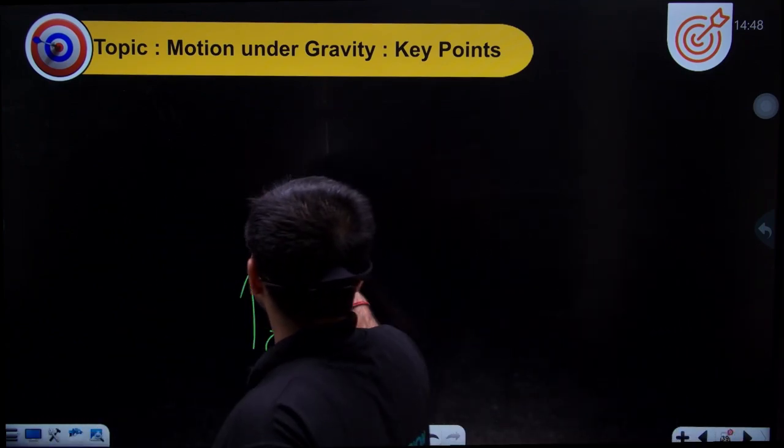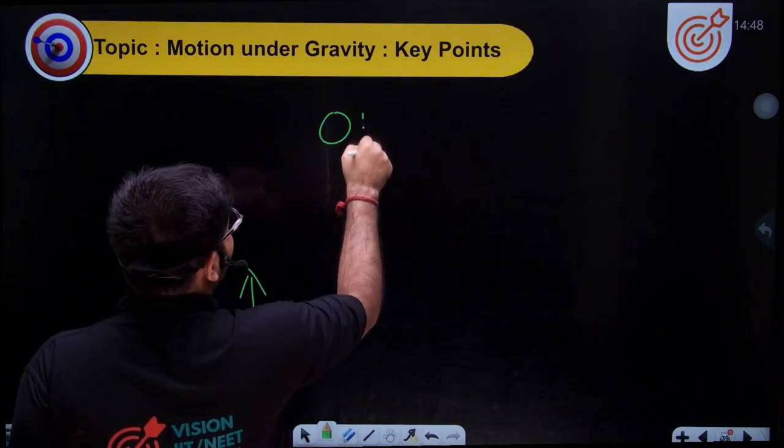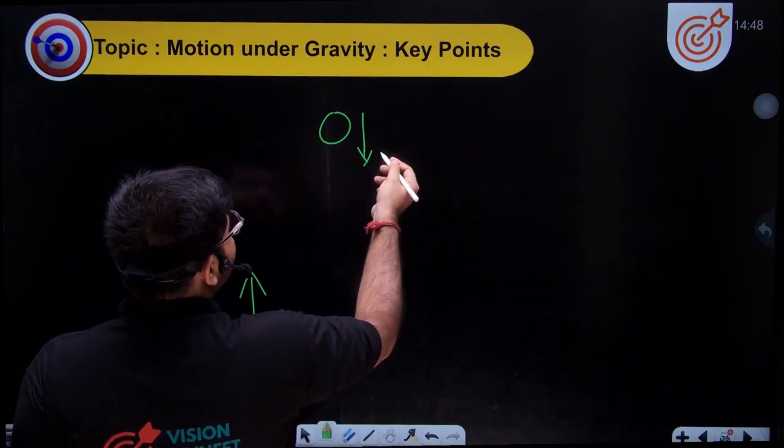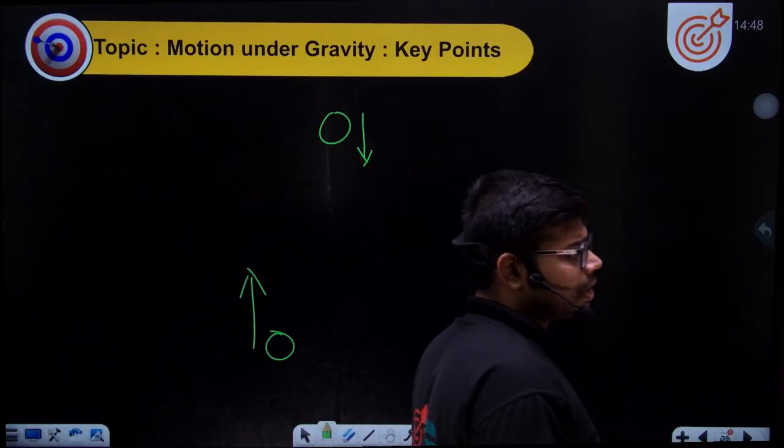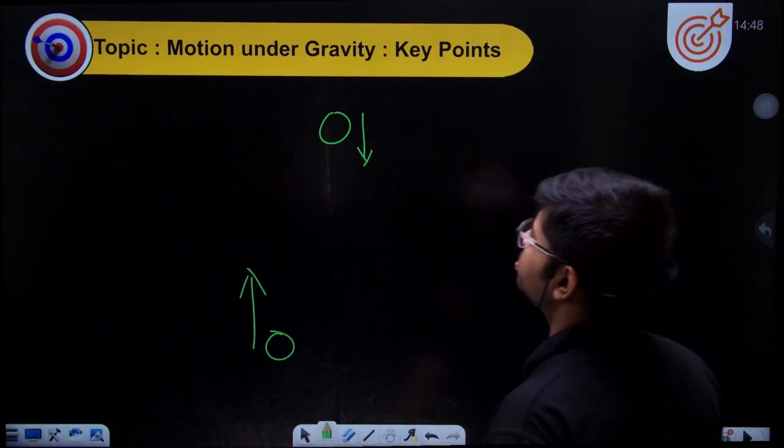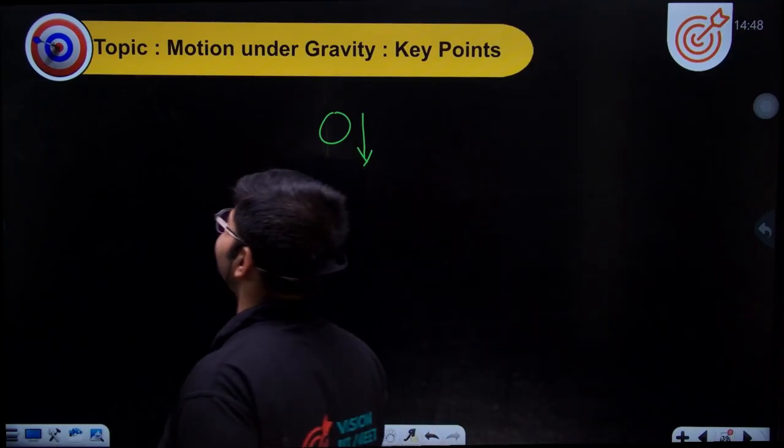Okay. And when a body is falling from the top, what is happening? Your g value and v value are in the same direction, then you take the value of g to be positive. Here the value of g will be negative.